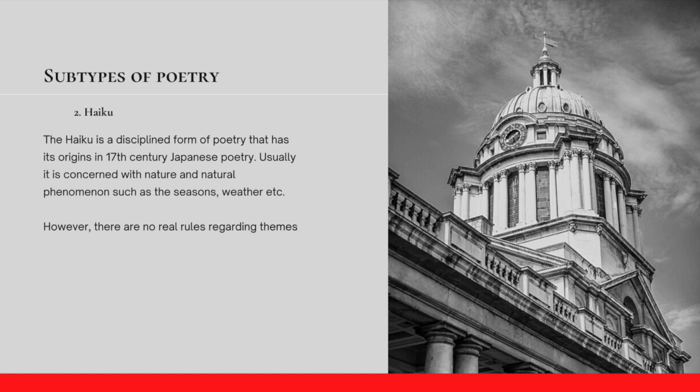Number two of subtypes of poetry is haiku. The haiku is a disciplined form of poetry that has its origin in 17th century Japanese poetry. Usually it is concerned with nature and natural phenomena such as the seasons, weather, and so on. However, there are no real rules regarding themes.